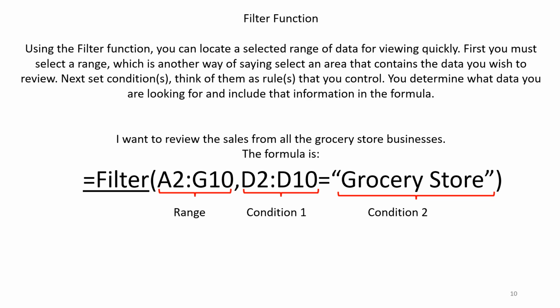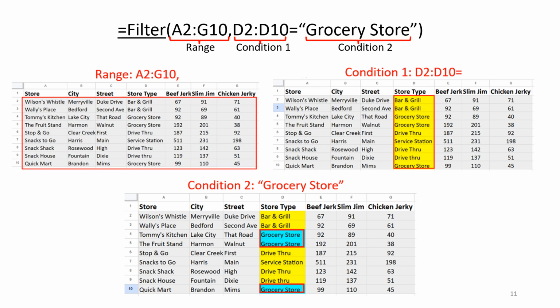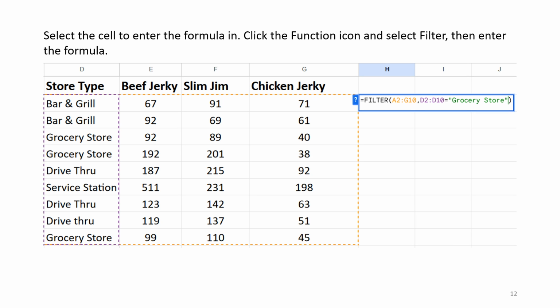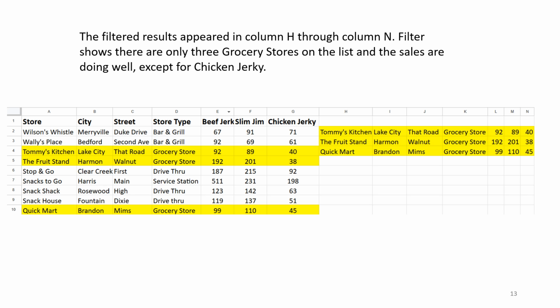I want to review the sales from all the grocery store businesses. The formula is range, condition 1, condition 2. Select the cell to enter the formula in, click the function icon, and select Filter, then enter the formula. The filtered results appear in column H through column N. Filter shows there are only 3 grocery stores on the list and the sales are doing well, except for chicken jerky.